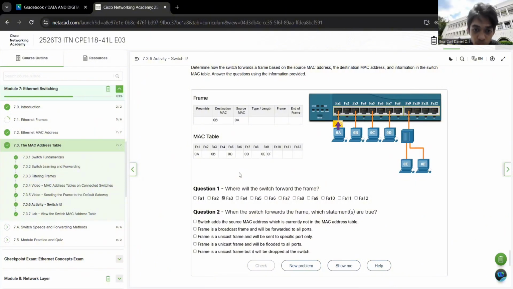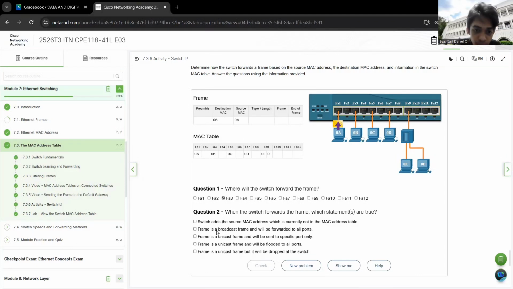And for question 2, when the switch forwards the frame, which statements are true? The switch adds the source MAC address, which is currently not in the MAC address table. As we can see, the source MAC is already in the MAC table, so this is not true and we will not check it. The switch will not add the source MAC.